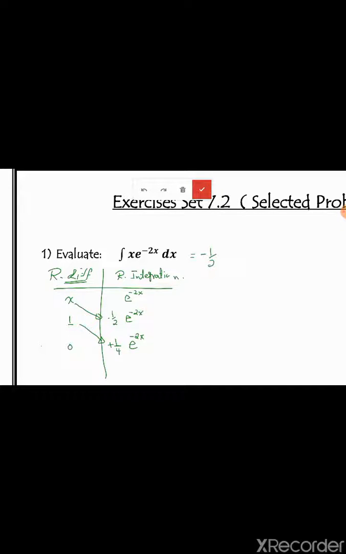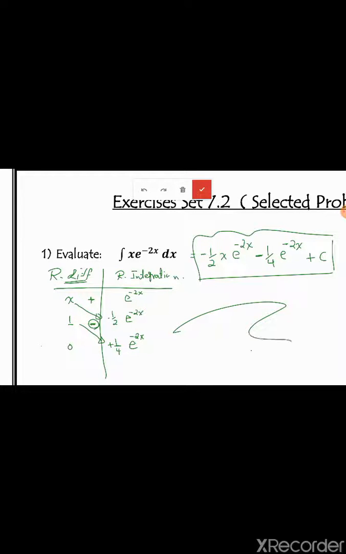So my answer will be equal to negative 1 over 2 x e to the power of negative 2x. Don't forget the signs: plus, minus, and then plus. Minus here 1 over 4. 1 times 1 over 4 is 1 over 4, and we have negative, so it's negative 1 over 4 e to the power of negative 2x, and then plus what? Plus c. This is the answer of the first question.